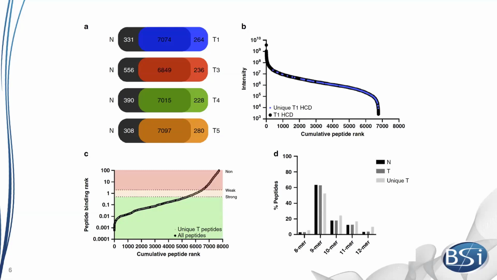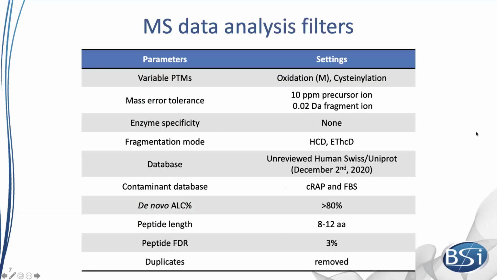I ran the raw data through PEAKS, and these are the parameters that I used. Basically, they reflect what was used in their paper. They ran their samples in triplicate and used both HCD and EThcD fragmentation modes, and searched against the human Swiss-Prot UniProt database, filtering out any contaminants. I chose to use a fairly stringent ALC score to include only high quality de novo only peptides, filtered by length, 3% FDR, and removed any duplicates.